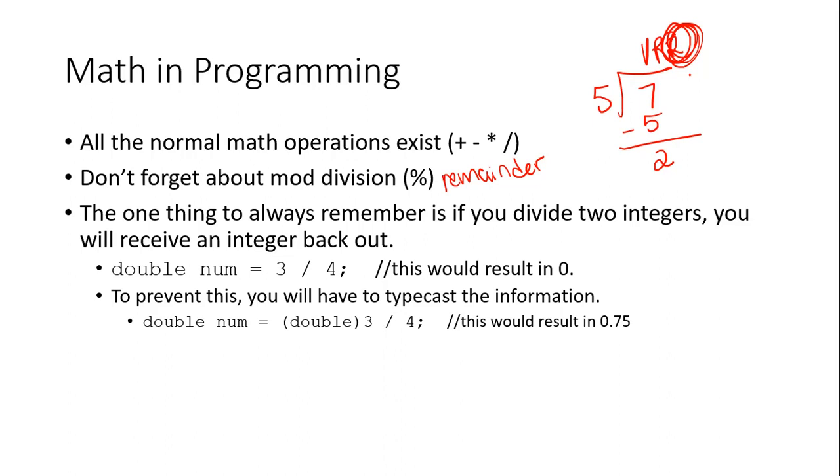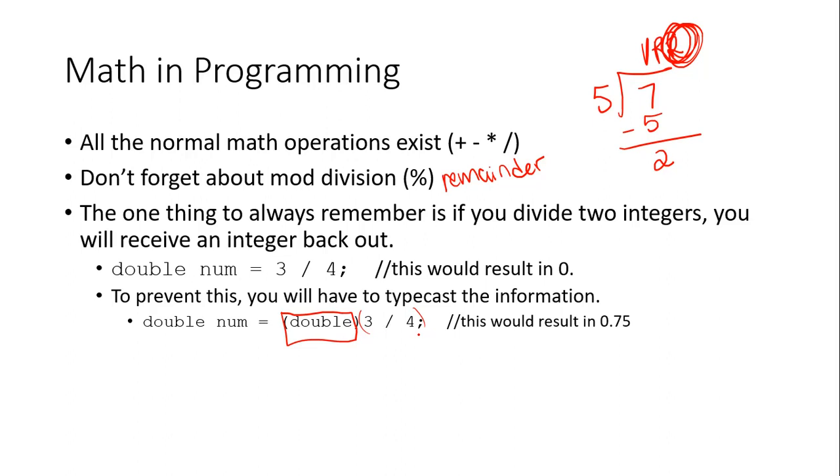So think about it, if I do 3 divided by 4 and I place that into a double, you would get 0, because 3 is an integer, 4 is an integer, and 3 divided by 4 is 0 according to Java. Now, if I want to prevent this, I need to typecast the information. Typecasting means putting this double with the parentheses in front. That would be me typecasting the 3 to be a double. Now, be careful. If you also put parentheses around the whole thing, that wouldn't work, because it would do 3 divided by 4, which is 0, and then make that 0 a double, which is 0.0.